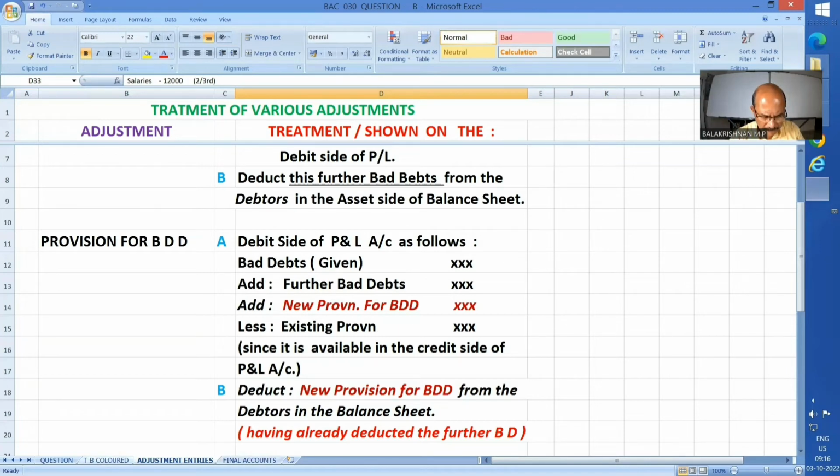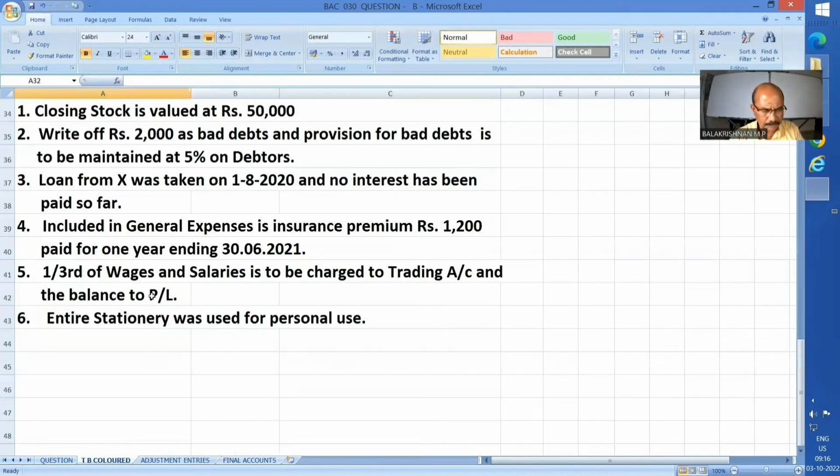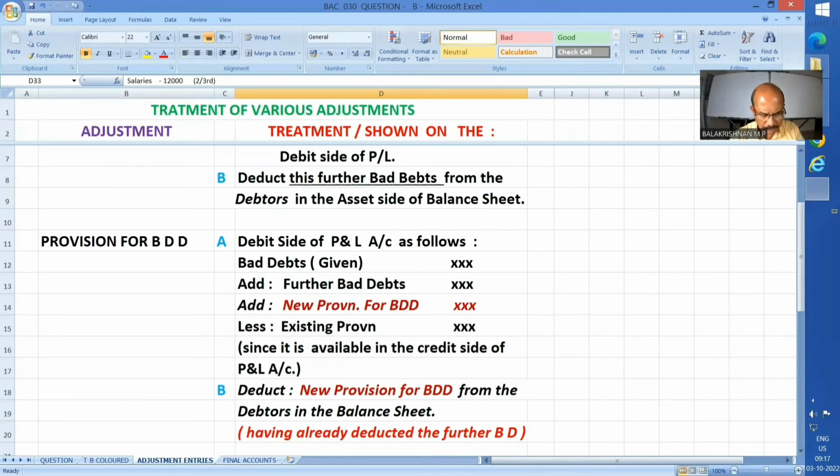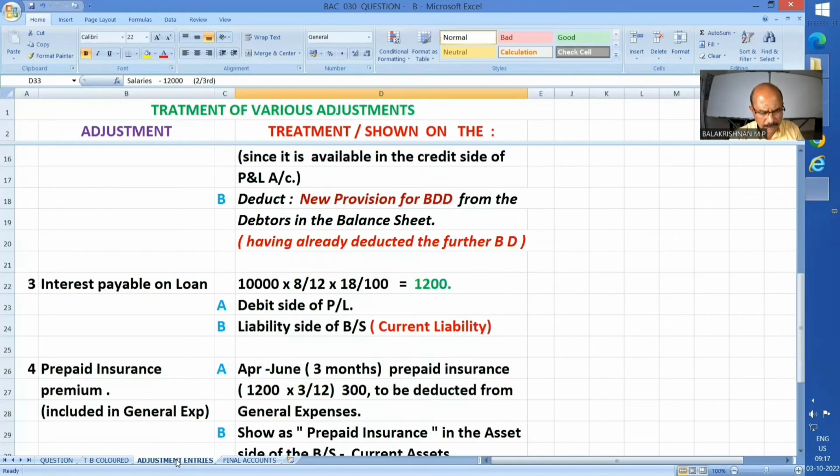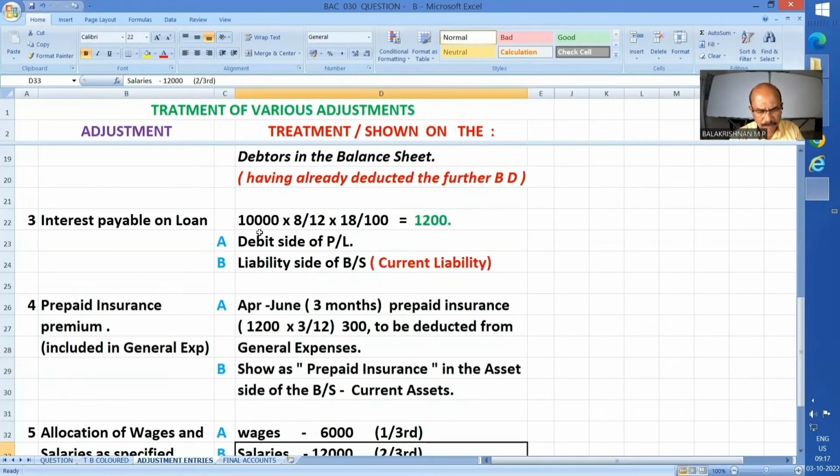Now, next item. Loan from X was taken on 1/8/2020 and no interest has been paid so far. So, interest payable on loan, 10,000 was the amount. It is for 8 months. Never make the mistake of 9 months. Sometimes people will think suddenly, okay, 9 months. No, if you count, it will be 8 months only. So 8 by 12 into rate, you will find 1,200.